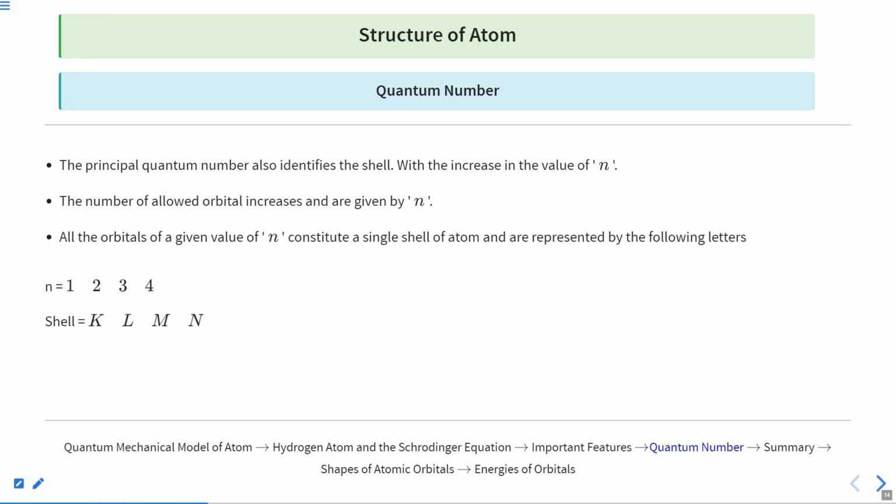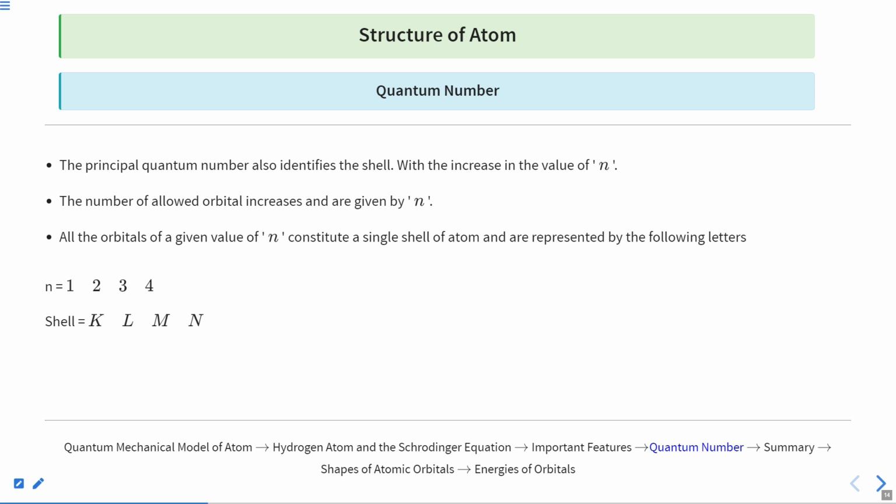Then, if you talk about K, L, M, N, you have heard these terms, they only refer to n: 1, 2, 3, 4. All the orbitals of a given n constitute a single shell of atoms and are represented in the following way. This is just a way of representing, that is K, L, M, N, which for each value of n has 1, 2, 3, 4. Clear?